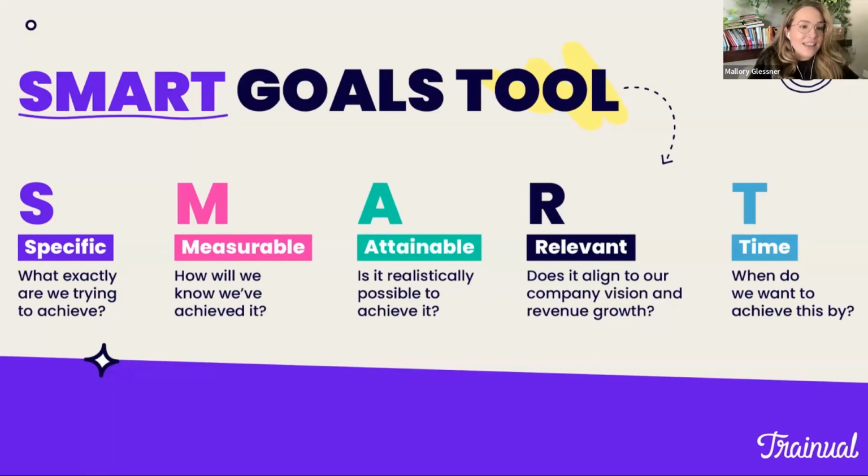So, the S stands for specific. What exactly are we trying to achieve? The M is measurable. How will we know we've achieved it? The A is attainable or achievable. And is it realistically possible that we can achieve this? The R is relevant. Does it align to your company vision and revenue growth? And the T is time-bound. So when do we want to achieve this by? Pretty simple, right? So let's dig into these a little bit more.